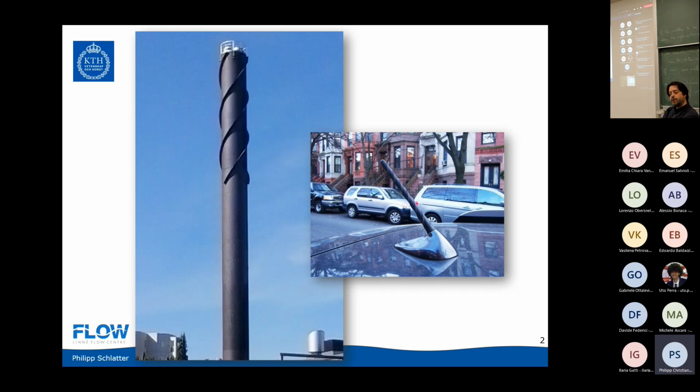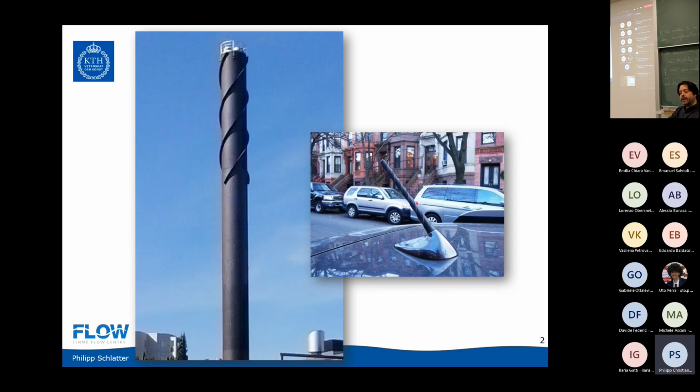But why do you have these spirals? I mean, here on the chimney, it's kind of clear. For the car antenna, you can also see there are some spirals in there. What is now the purpose of these spirals? Because this will cancel the vorticity, kind of.